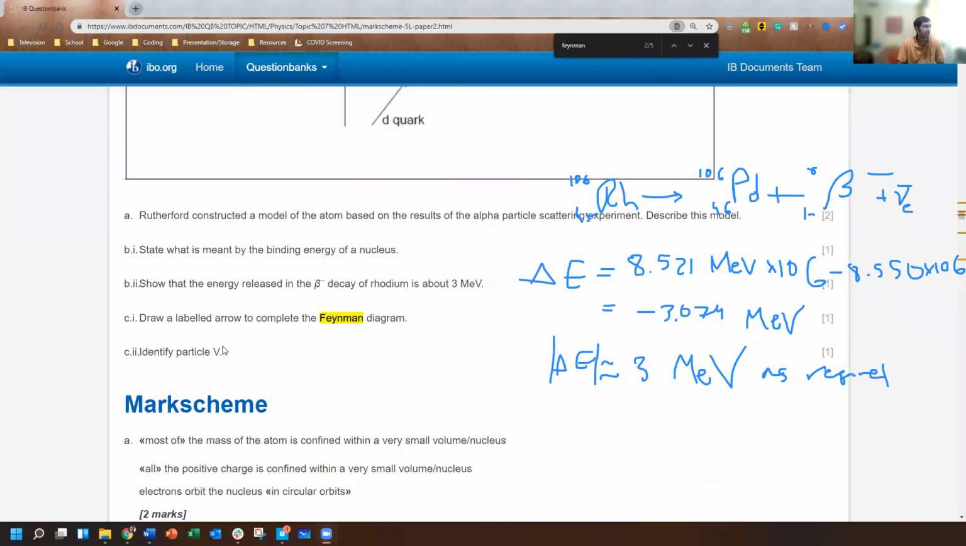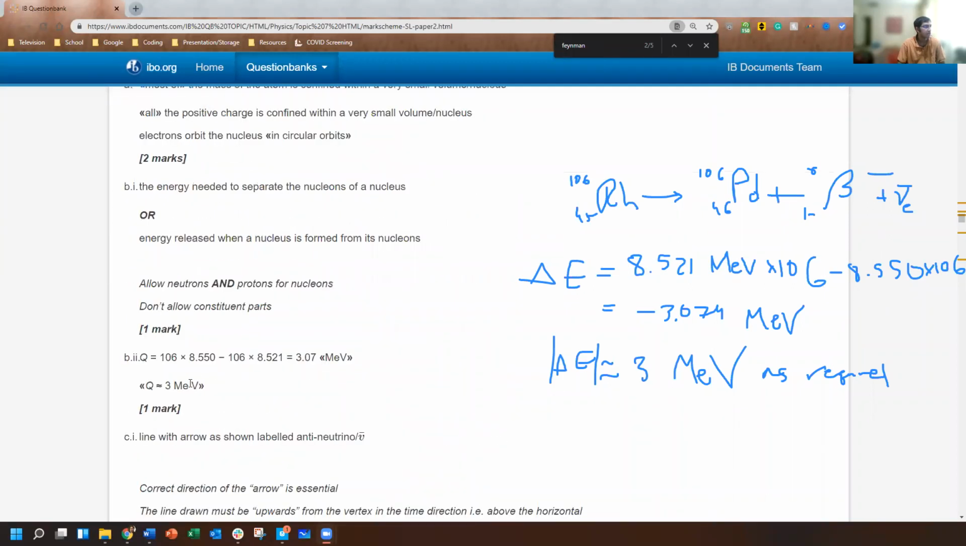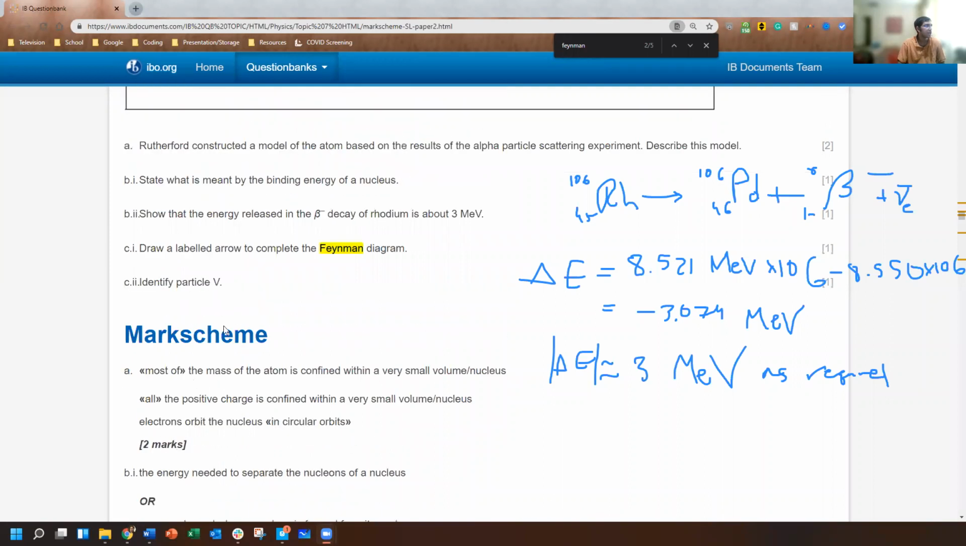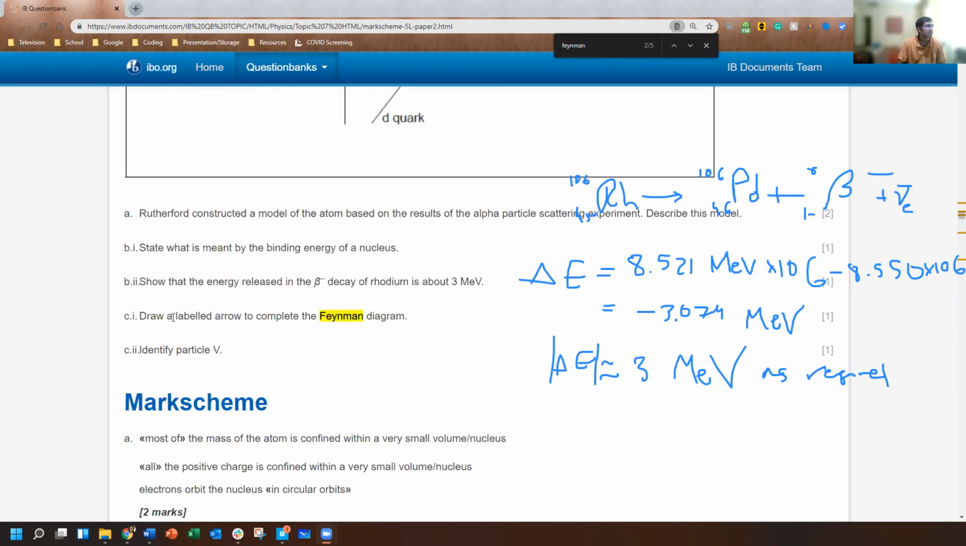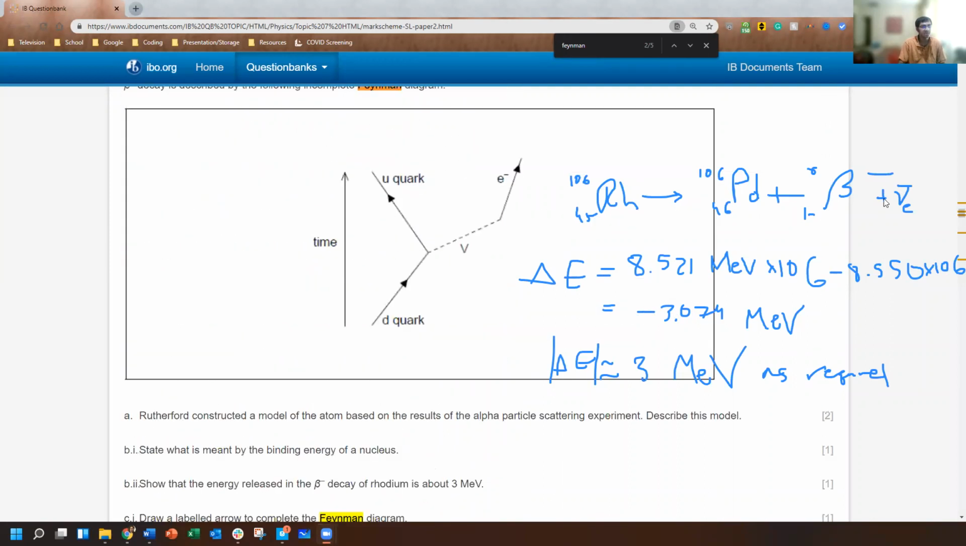Good. Exactly what we did. Now, draw a labeled arrow to complete the Feynman diagram. As we said, the only particle we're missing is the electron antineutrino. And remember, this is an antineutrino, not a regular neutrino. So if we have our antineutrino on this side, the arrow needs to point to the left, because otherwise that will be wrong, I believe.